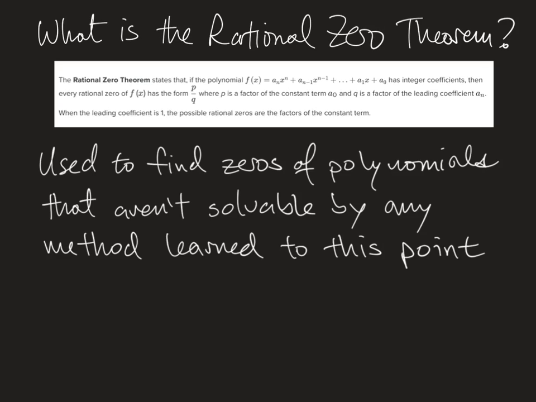How do you use this theorem? How does this theorem fit in the process of solving functions to find their rational zeros, or all the zeros? Let's take a look.